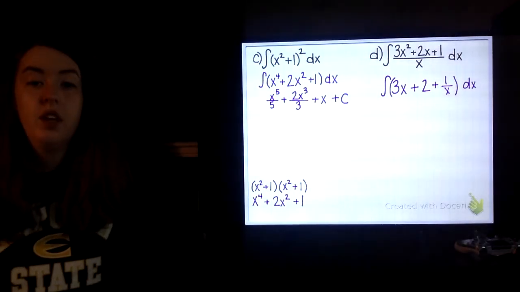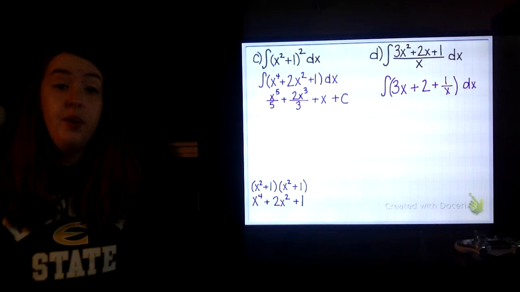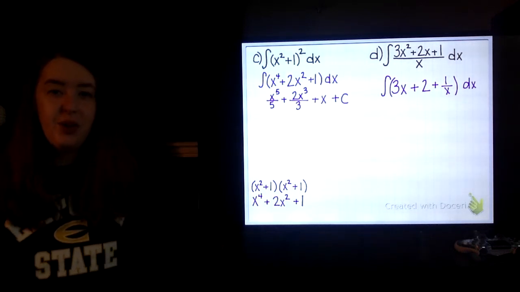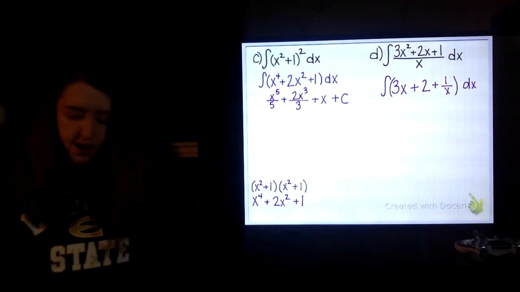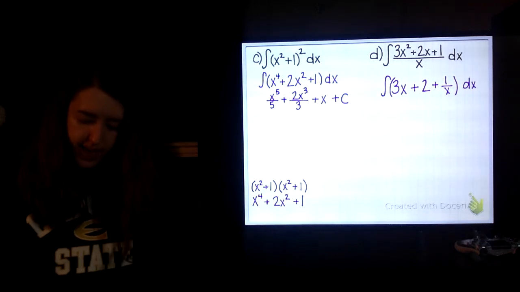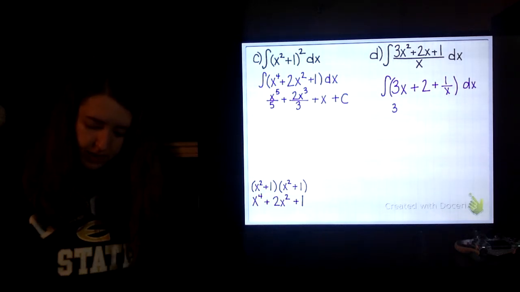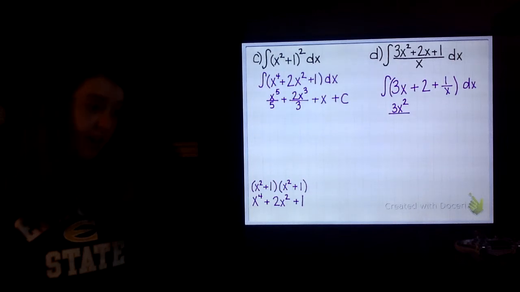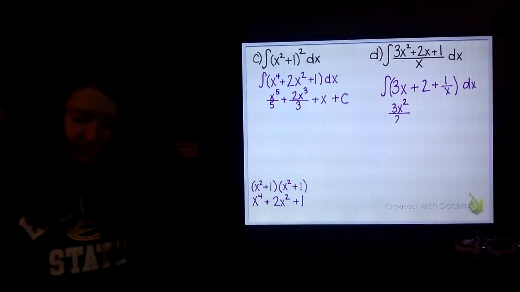All right. So now we're going to go through and take the antiderivative or the integral. So on 3x, I'm going to add 1 to the power, so now it's squared, and then I divide by the new power, so that's 2.